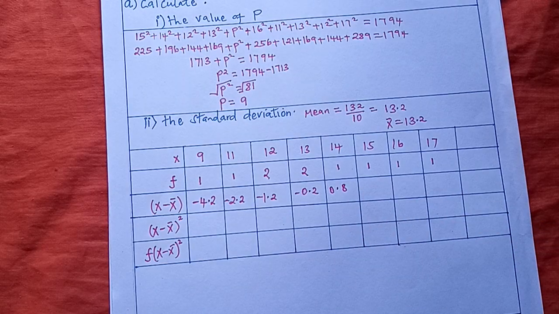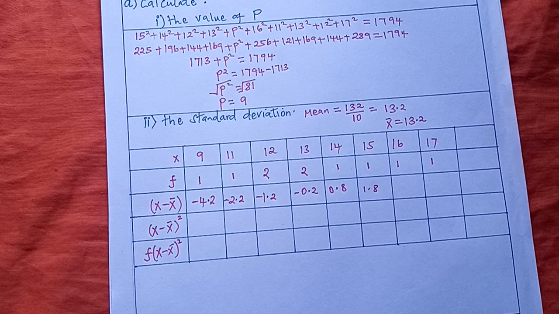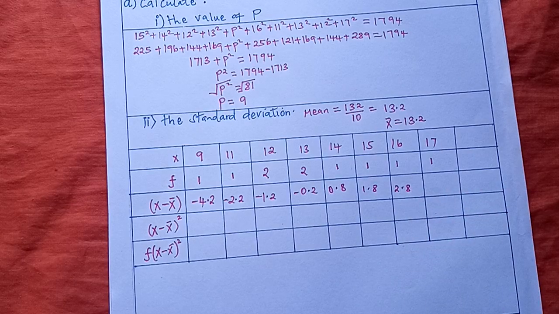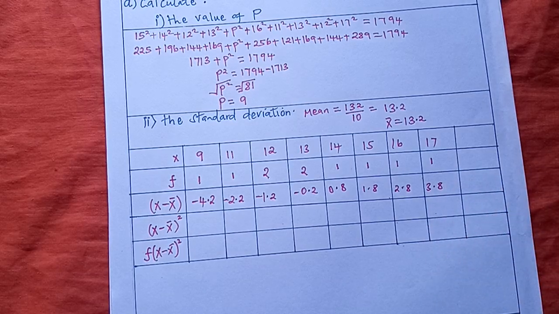And then 15, you take away 13.2, we are going to get positive 1.8. 16, you take away 13.2, we are going to get 2.8. Finally, we have 17. You take away 13.2, we are going to get 3.8, and it is a positive.